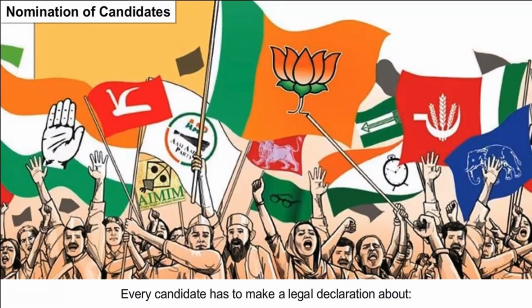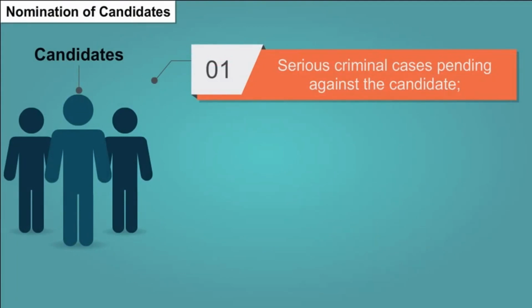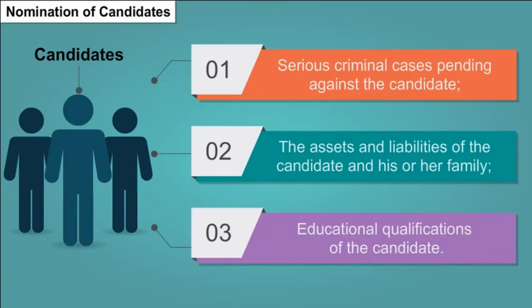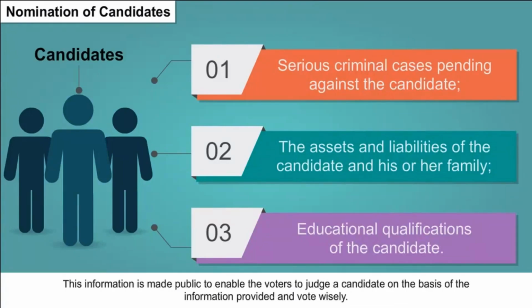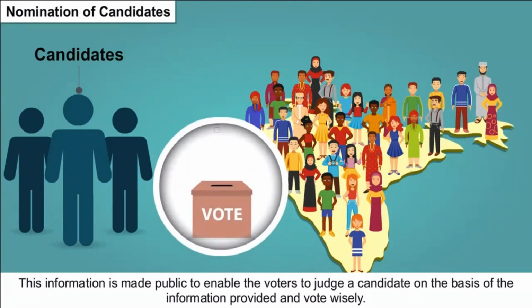Every candidate has to make a legal declaration about: 1. Serious criminal cases pending against the candidate. 2. The assets and liabilities of the candidate and his or her family. 3. Educational qualifications of the candidate. This information is made public to enable the voters to judge a candidate on the basis of the information provided and vote wisely.